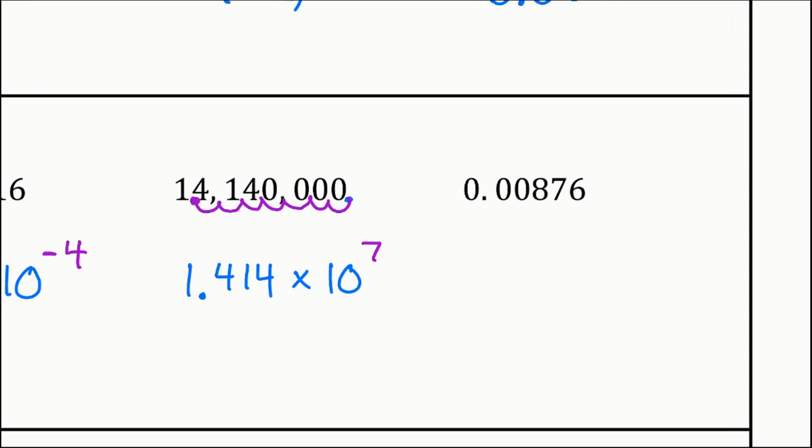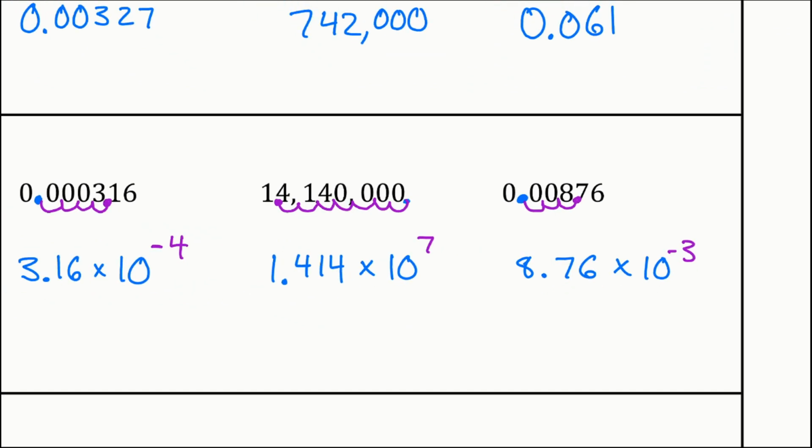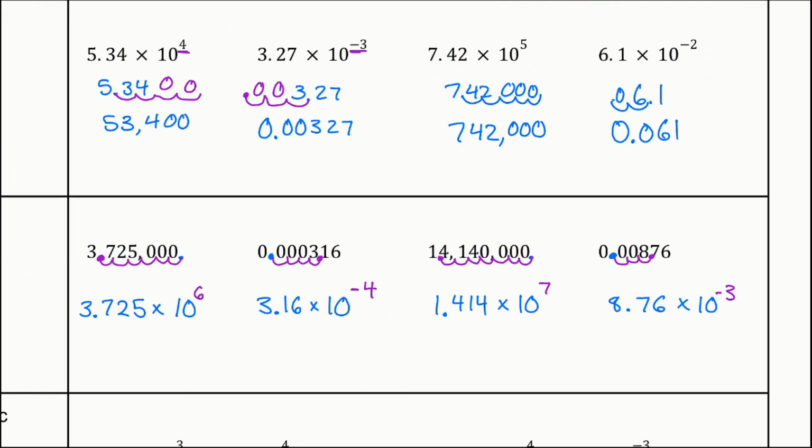On the next one, the last one here, the decimal is between these two zeros. For scientific notation, I need it between the 8 and the 7. So this will be 8.76 times 10. I'm moving to the left, to the negative 3rd power. Okay? So that's standard notation to scientific notation after we just did scientific to standard.